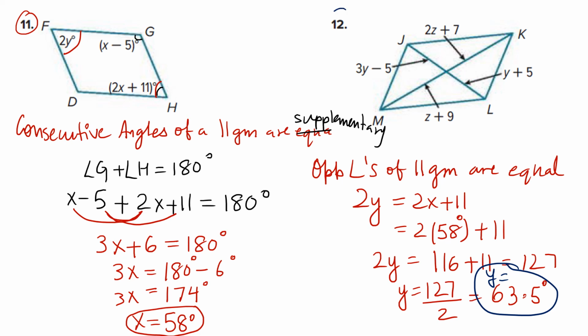Similarly, you do question 12, use the theorem that diagonals bisect each other. So you will be using the concept that this side and this side are equal, this side and this side are equal. Find y and z and let me know in the comment section what your answer is for question 12.